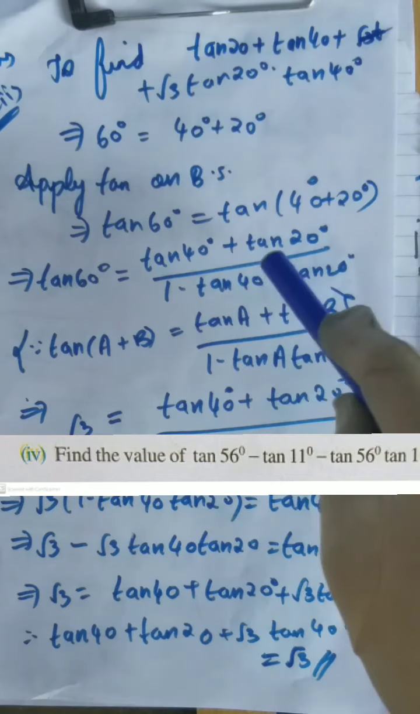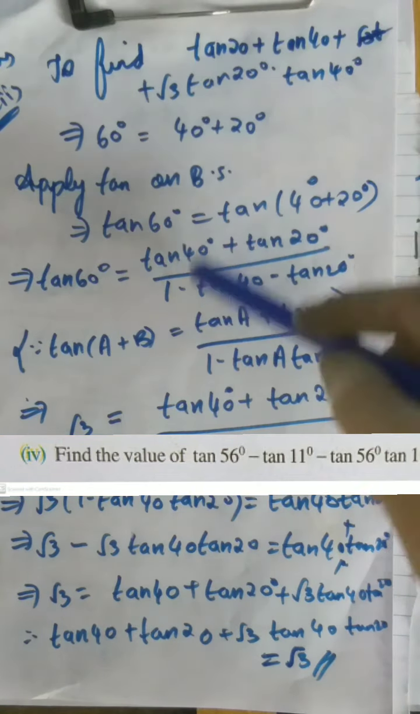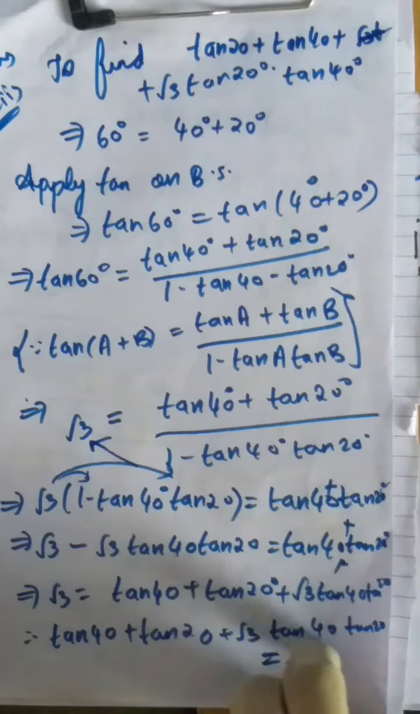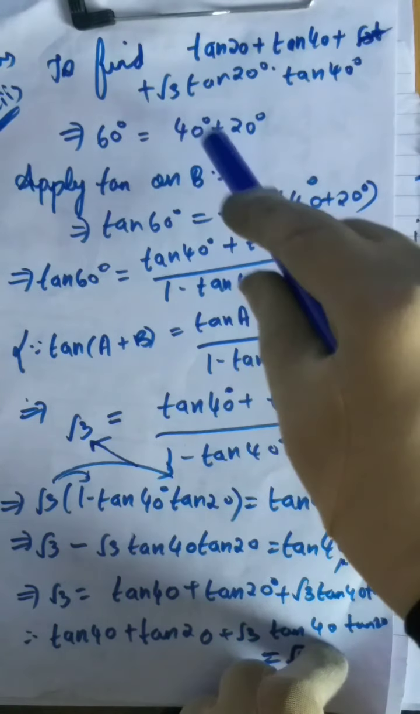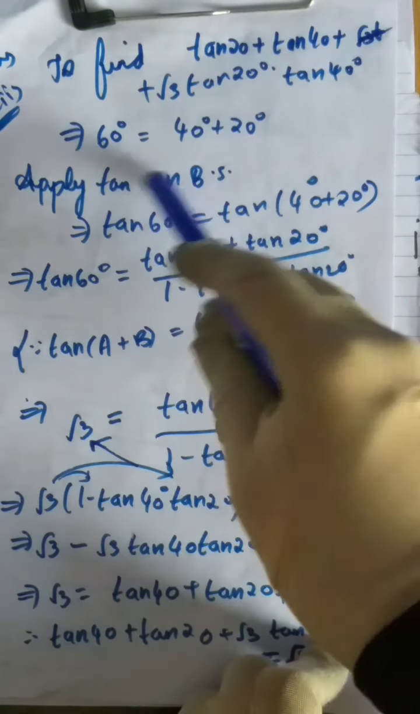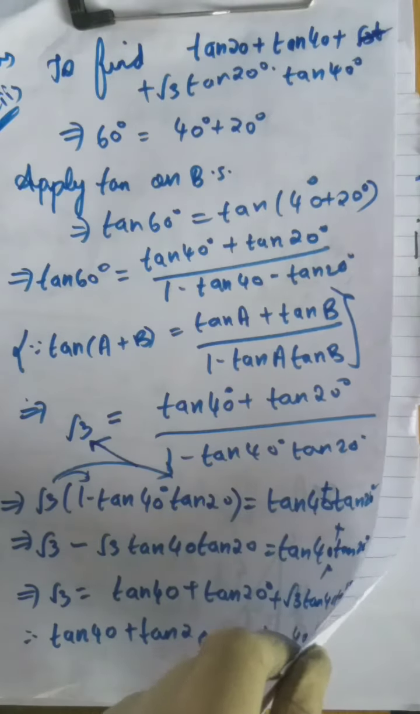For example, here A we took as 40 and B we took as 20, because it was A plus B. So that is why we wrote 40 plus 20, that is 60. And then we had applied tan on both sides. Okay. So here also we'll do the same thing.